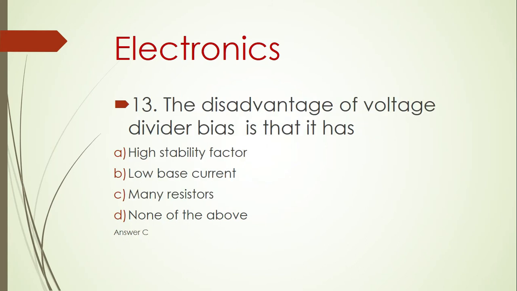The disadvantage of voltage divider bias is that it has option A, high stability factor, B, low base current, C, many resistors, and D, none of the above. Option C, many resistors, is the correct answer. Now let's move to MCQ number 14.